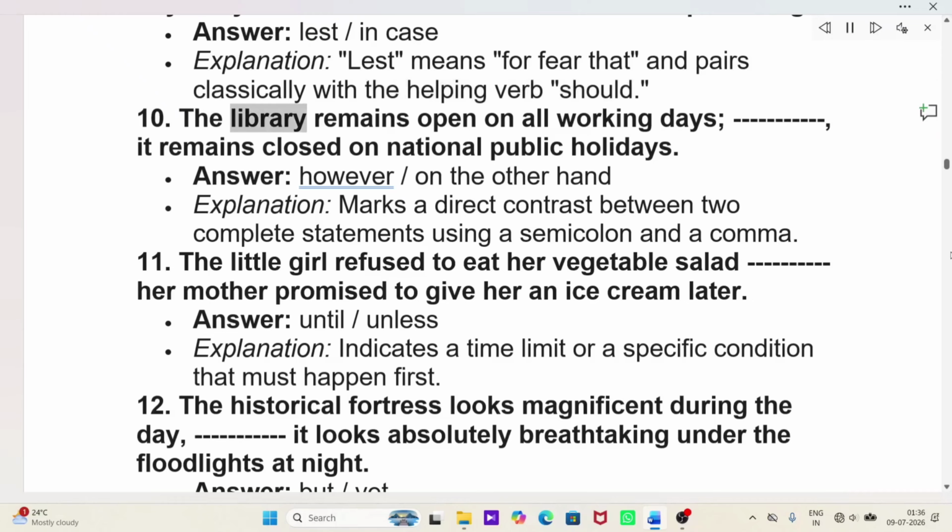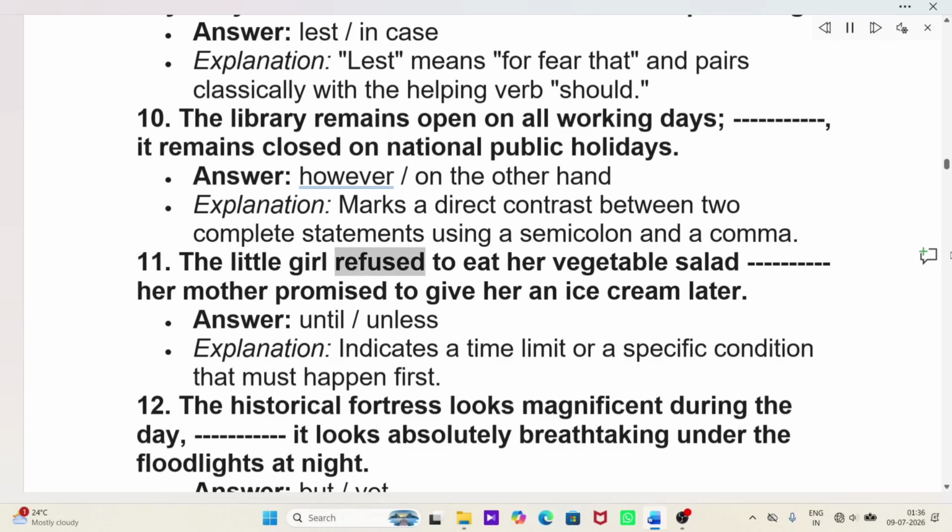10. The library remains open on all working days, it remains closed on national public holidays. Answer: however / on the other hand. Explanation: marks a direct contrast between two complete statements using a semicolon and a comma.